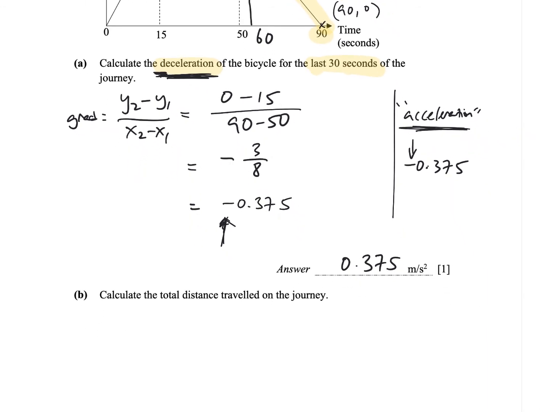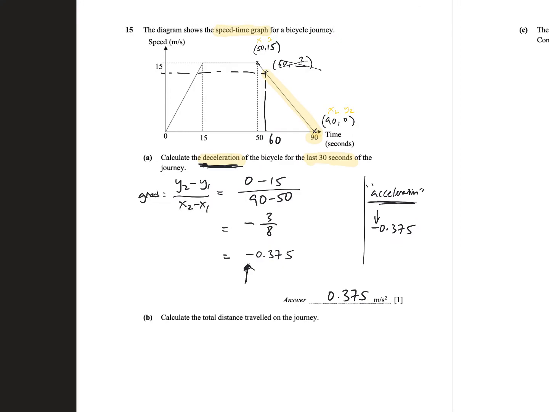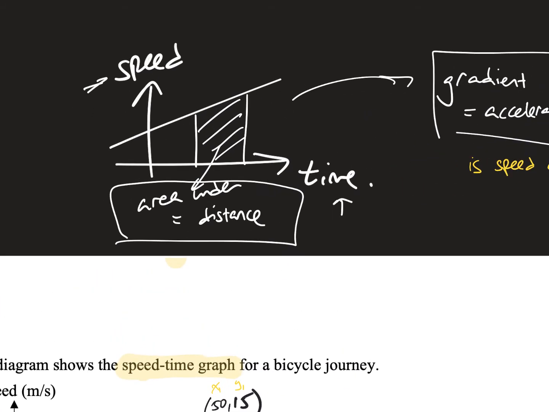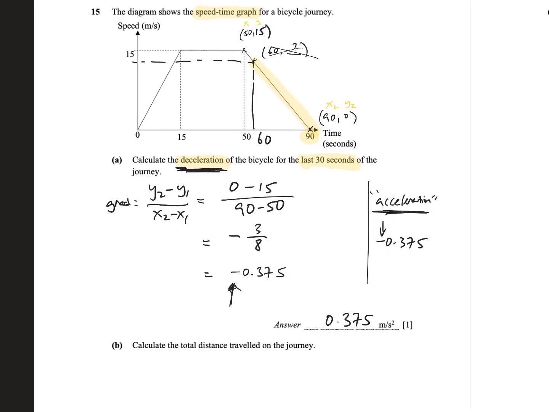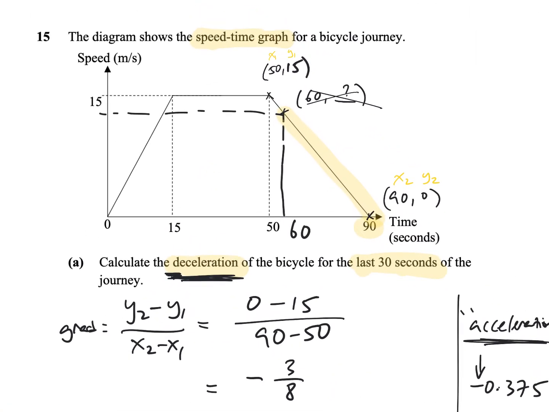Now, part B, calculate the total distance traveled on the journey. So over here, total distance traveled on the journey, it is the area. And so we're trying to find the area, total distance. So basically, we're just trying to find the total area under the whole curve, this entire chunk.